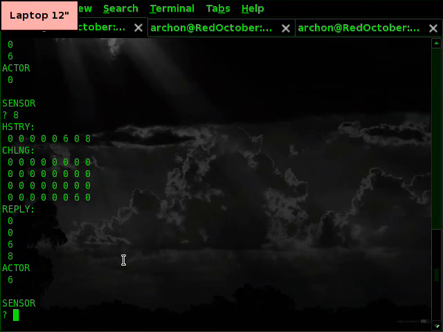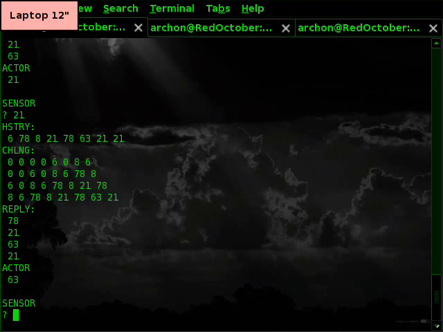If I now further interact with the system, the zeros will start to disappear more and more, and new patterns will be learned. So I'm telling it 78, it's telling 8. I'm now going to say 21, it's telling 78. I'm telling 63, it's telling 21. I'm telling 21, it's telling 63. Yeah, you see, it can actually learn such patterns like 21, 63, 21, 63, and so on.